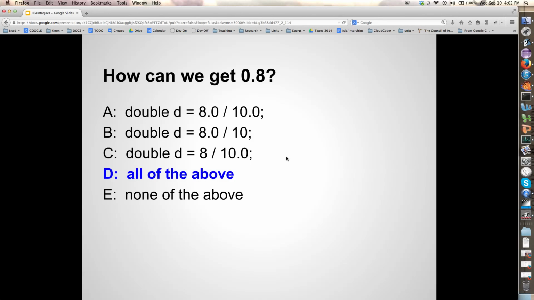Hopefully you came up with all of the above. This is obviously 0.8 because this is the double, this is the double, so that's going to be 0.8. It turns out that this is also 0.8 because Java's going to look at this and say, well, this is a double, this is an int. I can't divide doubles and ints because they're different types, but I know how to convert 10 from an integer to a double without losing information. I'm going to do that, so it's going to change this to 10.0, divide them, and you're going to get 0.8. Same thing down here, but in reverse. This is a double, this is an int. It knows how to convert ints to doubles, so it'll do that.